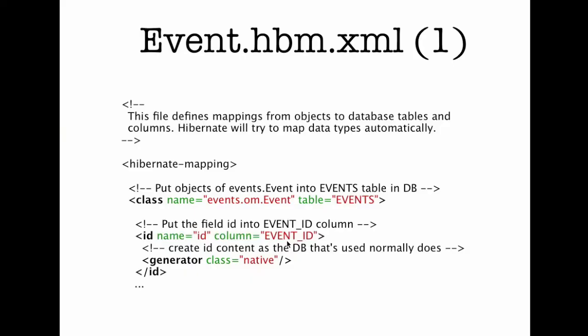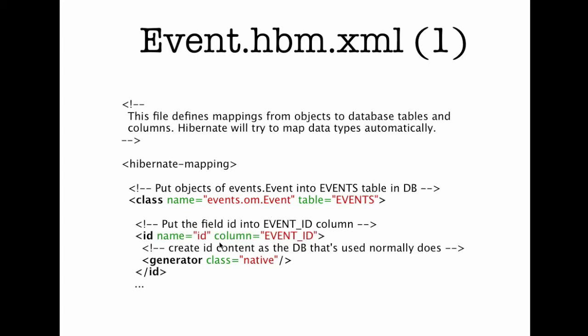So here we see an excerpt of the mapping file for the event class. You see here how we point to the relevant class and how we point out the corresponding table. The structure of this XML file is basically that the children elements of this class element deal with the various properties of an event object.